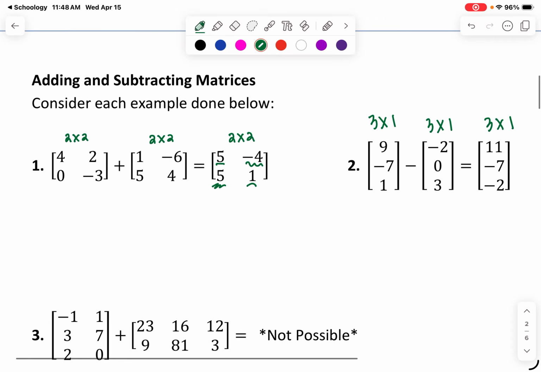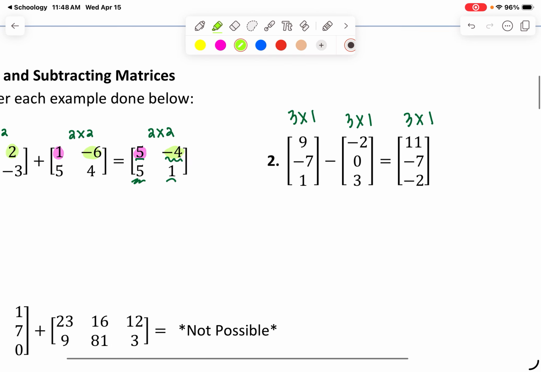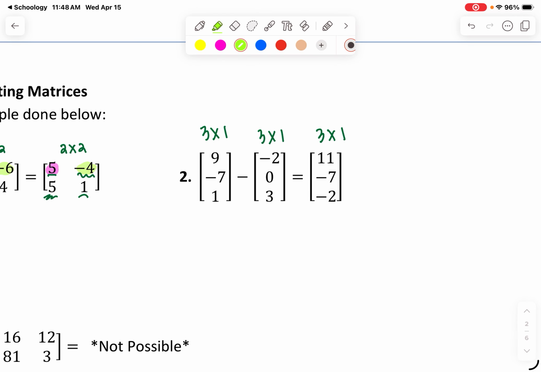All right, hopefully you've noticed that in order to get this 5, you have to add the row 1, column 1 with the row 1, column 1. 4 plus 1 is 5. This one right here, 2 plus -6 is -4, so on and so forth, right? 0 plus 5 is 5, yada, yada, okay? This 3 by 1 minus this 3 by 1, we have to do 9 minus -2, which is the same thing as 9 plus 2, and you get 11, all right? -7 minus 0, and you get -7, so on and so forth, okay?